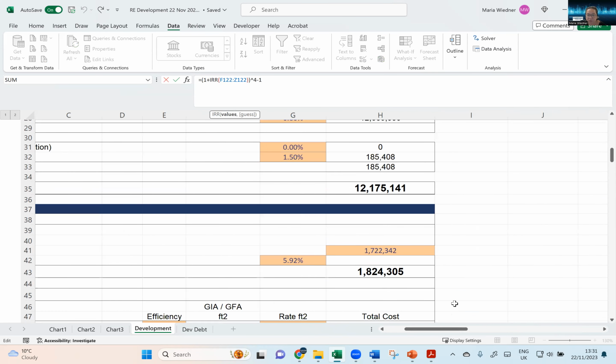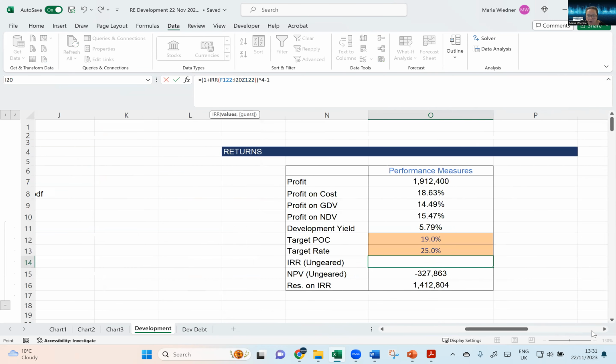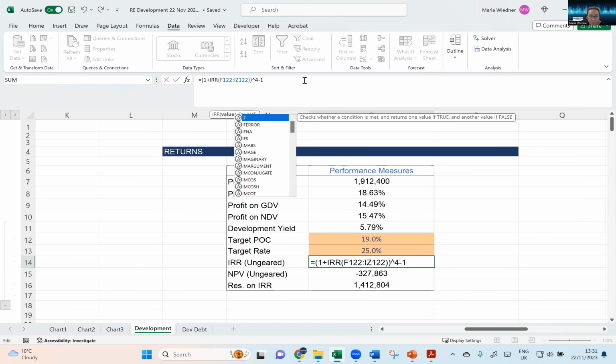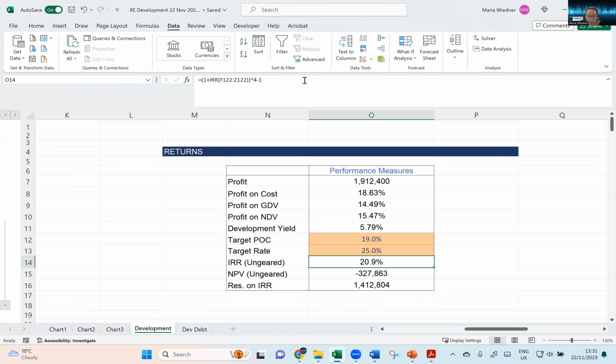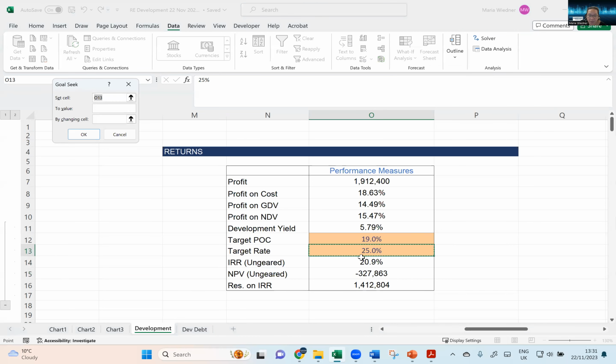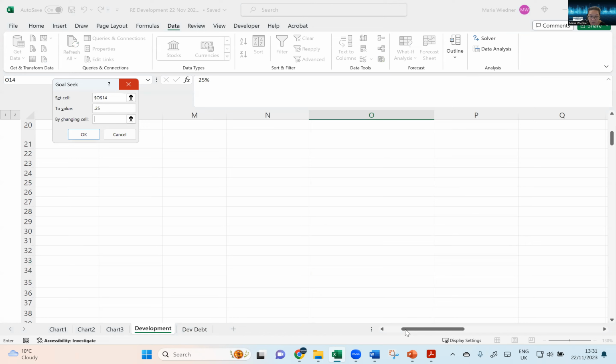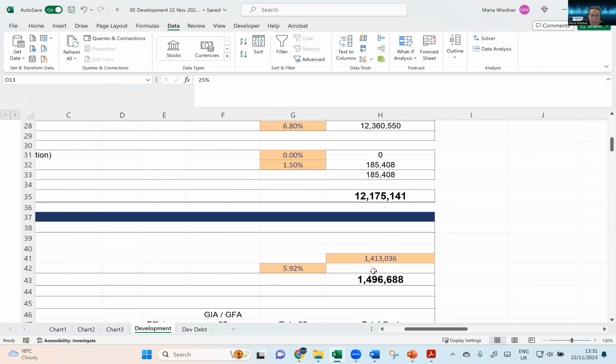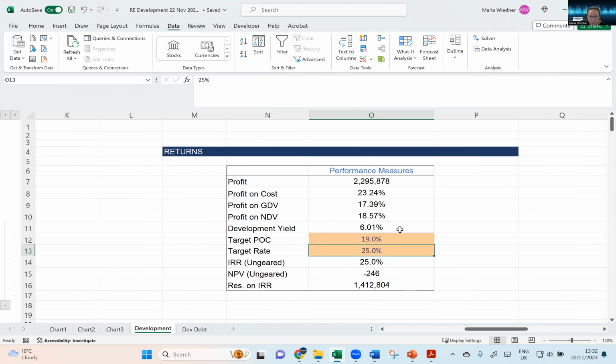And if you want to set a residual for your IRR, say your target rate is 25%, then you can do the same thing with Goal Seek. You say, okay, set my IRR to 25% by changing the residual end value. For example, your new residual value will be 1.4 million. That will be the amount that you would pay, so then you get a 25% IRR.